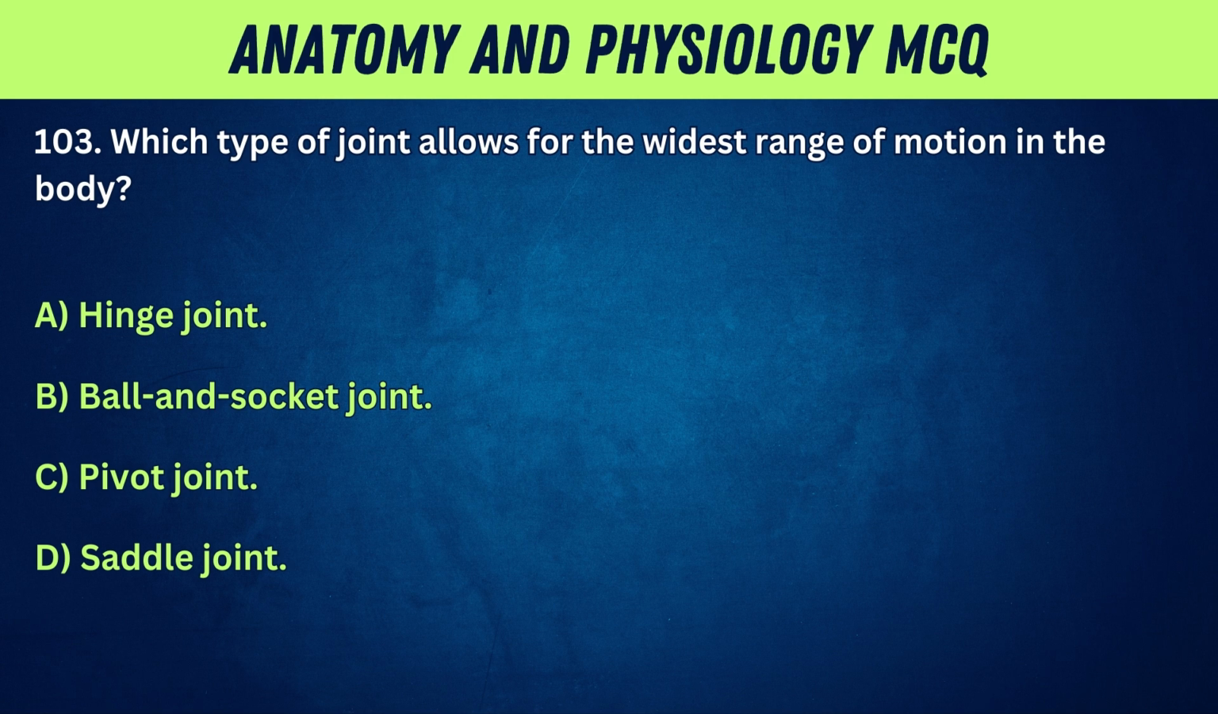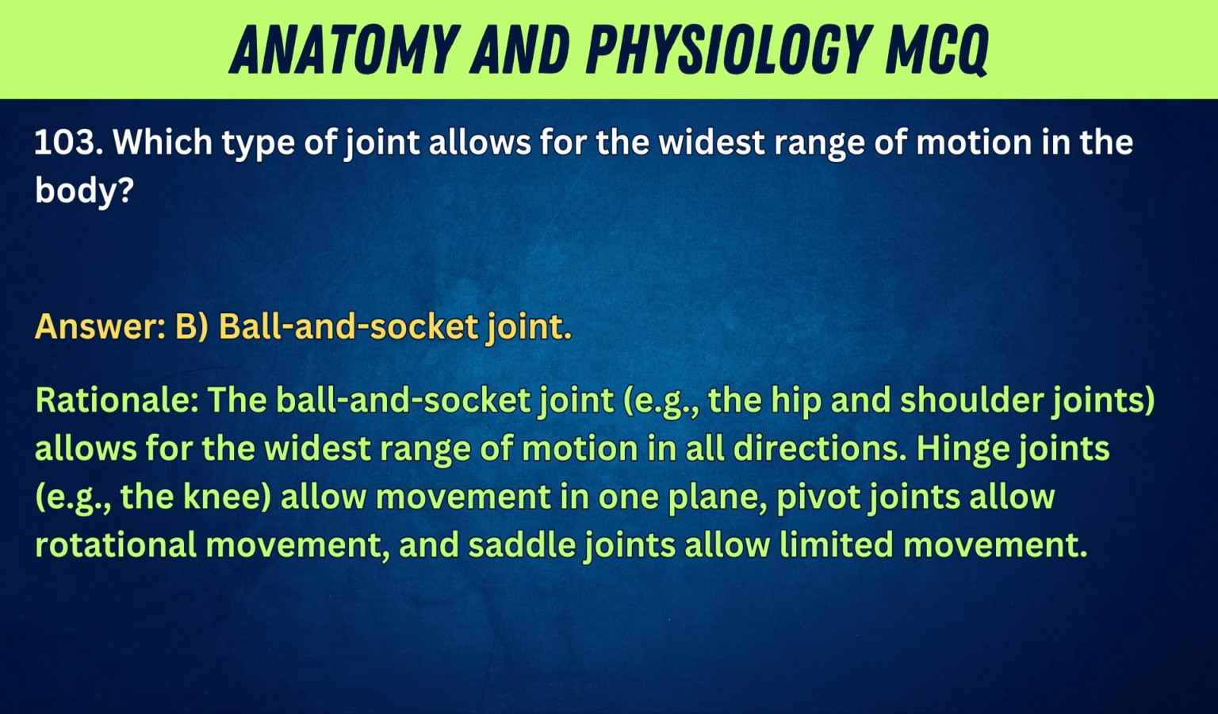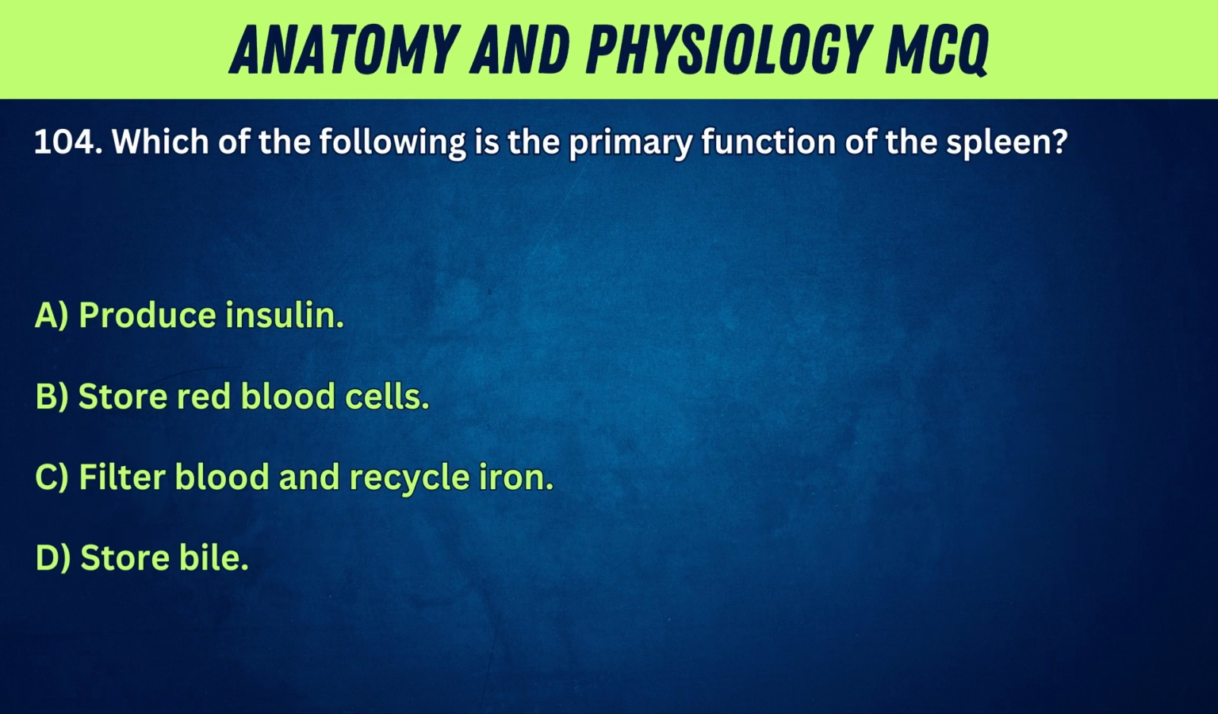103. Which type of joint allows for the widest range of motion in the body? A. Hinge joint. B. Ball and socket joint. C. Pivot joint. D. Saddle joint. Answer: B. Ball and socket joint. Rationale: the ball and socket joint, e.g., the hip and shoulder joints, allows for the widest range of motion in all directions. Hinge joints, e.g., the knee, allow movement in one plane. Pivot joints allow rotational movement, and saddle joints allow limited movement.